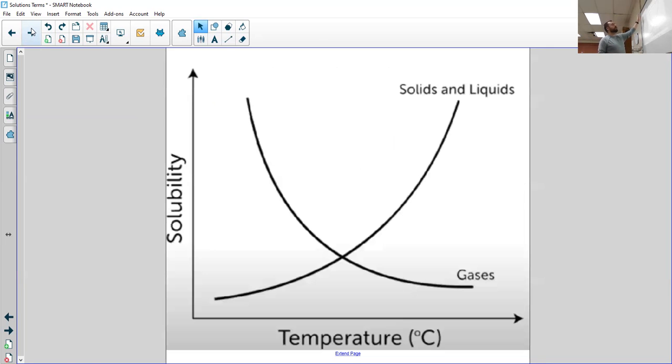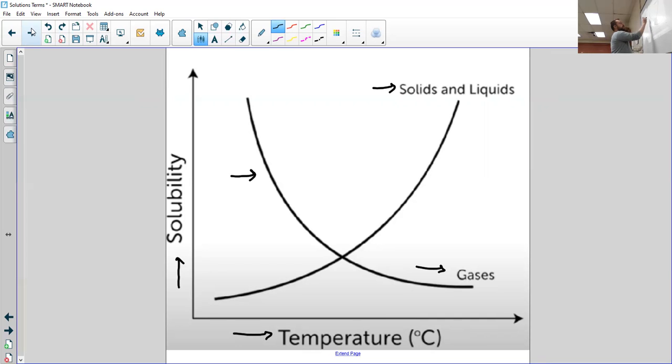So when we talked about temperature, we talked about how it can either increase or decrease. That depends on what kind of solution we have. So we have solids and liquids, and we have gases. So for solids and liquids, as temperature goes up, solubility is going to go up. For gases, as temperature goes up, solubility is going to go down. So we see that there's a difference between those guys.